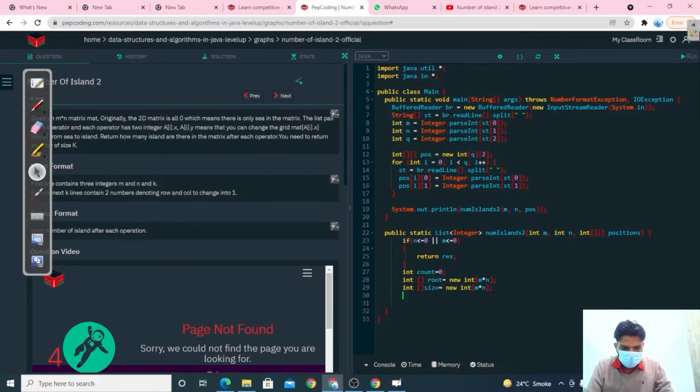After that, we put Arrays.fill(roots, -1). After that, we put a direction array. Why? Because we have to move in all 4 directions, so we have to put an all direction array. We put the all direction array as new int, like this type.